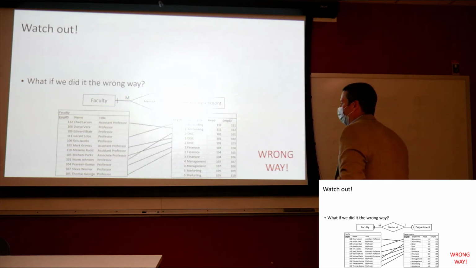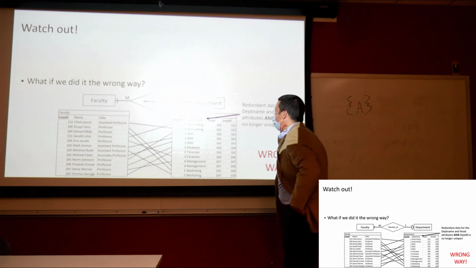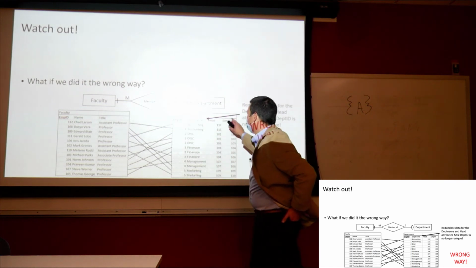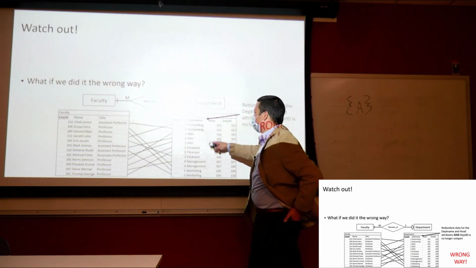And then here's just the example of what happens if we were to do it the wrong way and put the foreign key for this member of relationship in departments. We're going to get all this redundant data and kind of nonsense like we've seen in a couple of examples before.